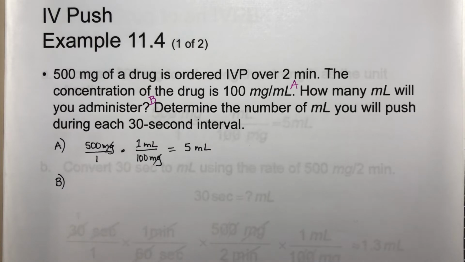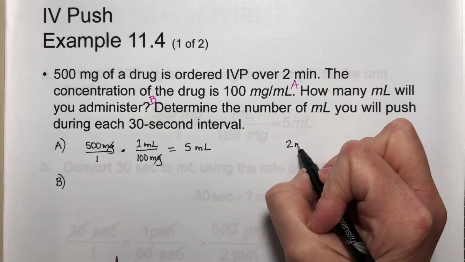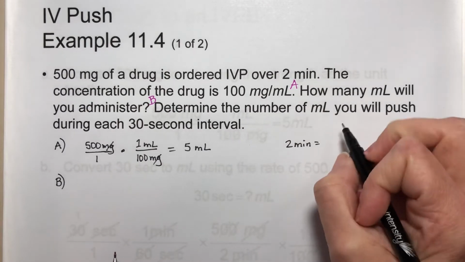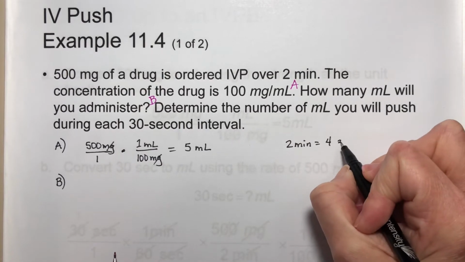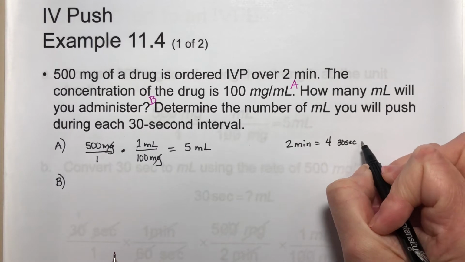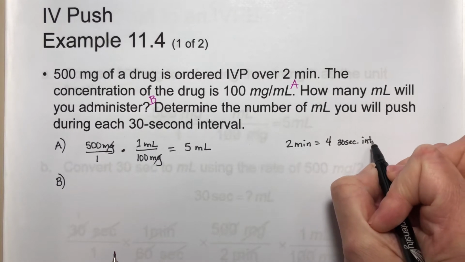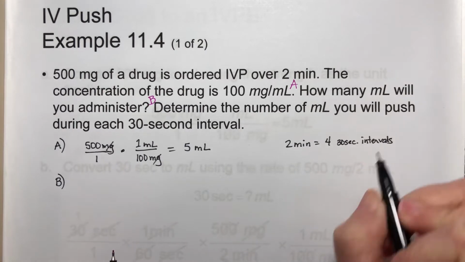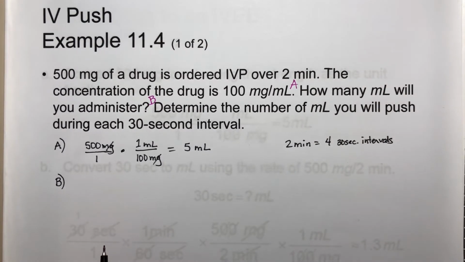If I'm doing 2 minutes, that is going to equal 4 30-second intervals. Right? I mean, that's fairly natural for us, in which case you would just divide the 5 by the 4 and see what you get. Okay? The other way of doing it is to just do conversions.